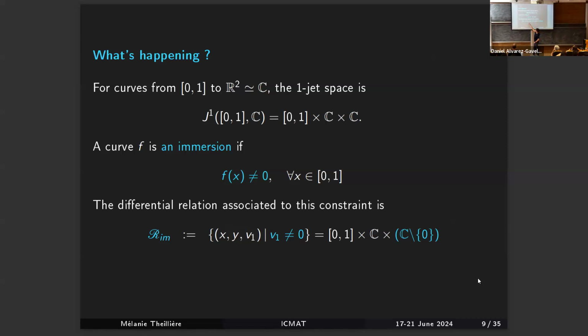So the differential relation associated to this constraint is the subset of the 1-jet space given by all triples such that the component which replaces the derivative never vanishes. So this is now a partial differential relation.